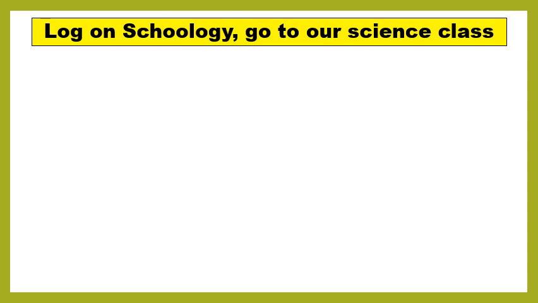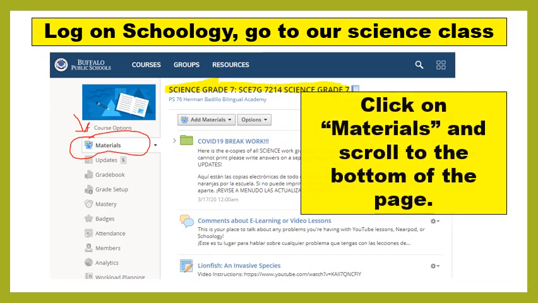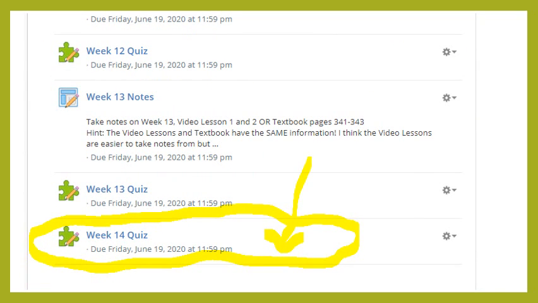All right, for the last time, please log on to Schoology. Go to our science class. It should look something like this. Please click on materials that I circled in red on the left-hand side, and I need you to scroll to the very bottom of the page. Currently, it looks like this. You'll click on week 14 quiz and get started.